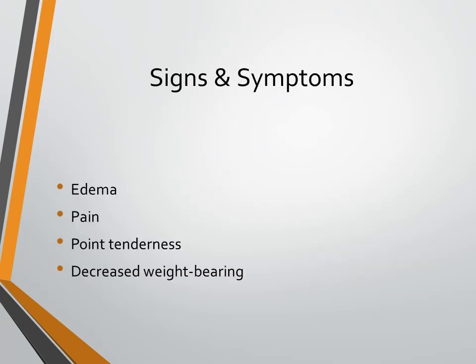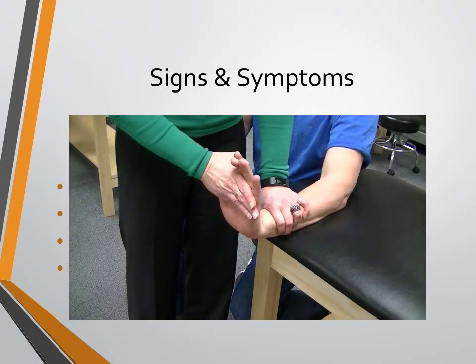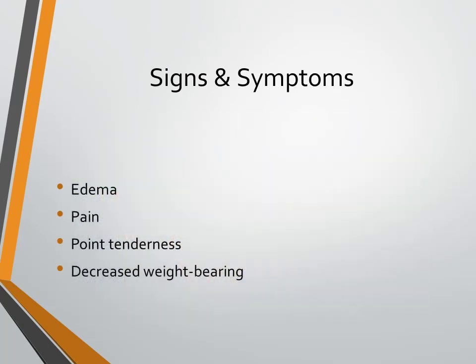Signs and symptoms may include generalized wrist swelling over the carpals, pain that is generalized throughout the wrist and or deep-seated. The patient may be point tender on the dorsum of the radiocarpal joint. The pain increases with active or passive extension, and the patient will complain of a decreased ability to weight bear on the wrist.